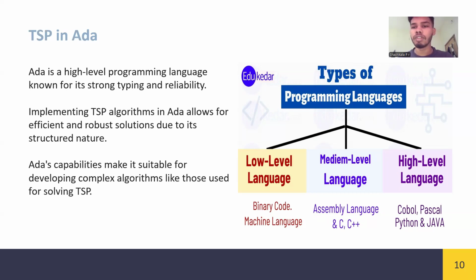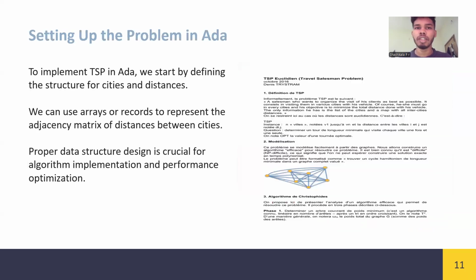So this is a low-level language, a medium-level language, and a high-level language. The binary code and machine code will be used for the low-level language. Assembly language or C, C++ is used for the medium-level language, and COBOL, Pascal, Python, and Java will be used for the high-level language.